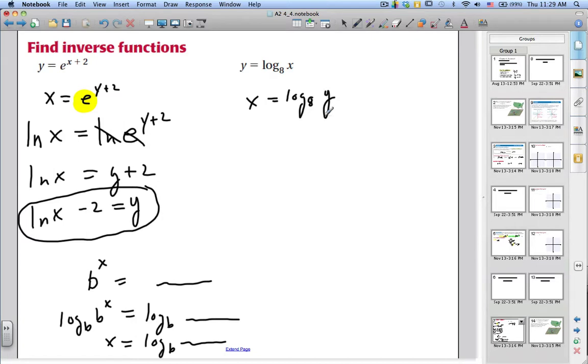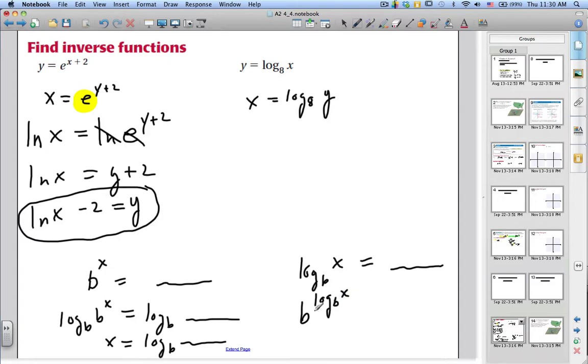So if I simplify this one, I have the opposite situation. I have a logarithm base 8, and I'm using the idea that if I have a logarithm base b of x equals something, I can exponentiate either side, and what do I make the base of the power? The same as the base of the logarithm.